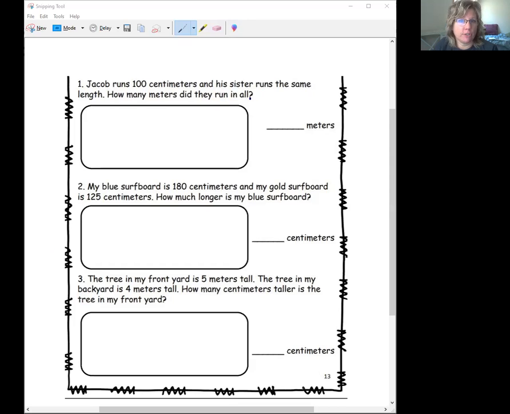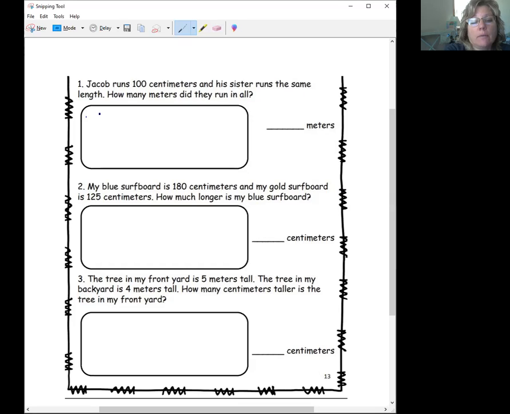So I try to visualize what that's like. I'm picturing them on a track racing and they're running. They've got their little gym shorts on and it's a nice hot day. I'm picturing Jacob running. Okay. So how far did they go? And the question says how many meters did they run in all? So I'm going to start by drawing.